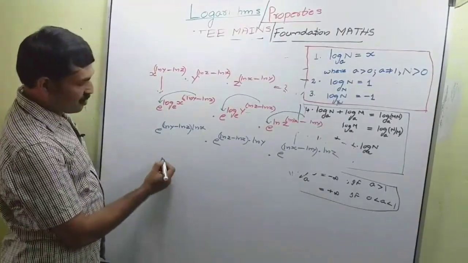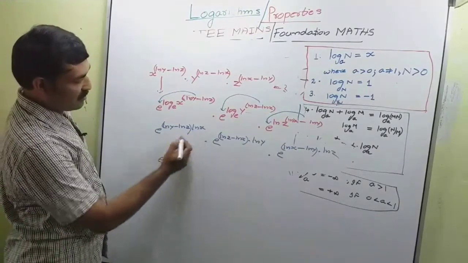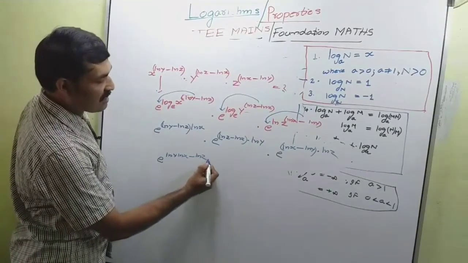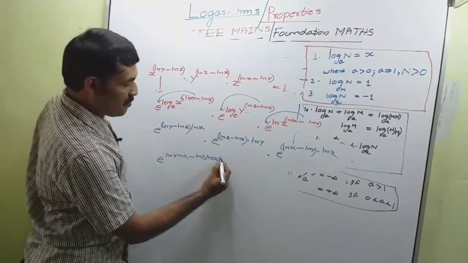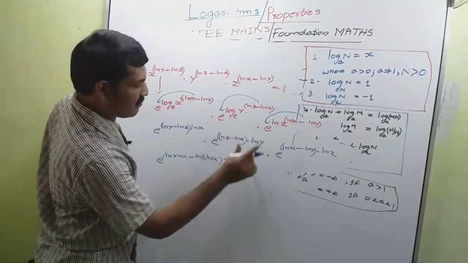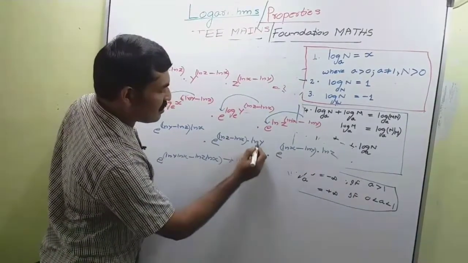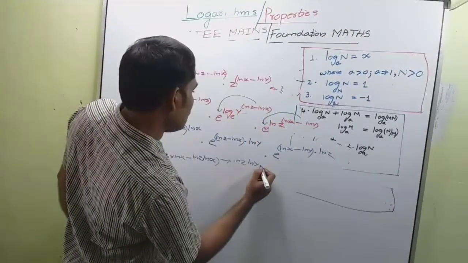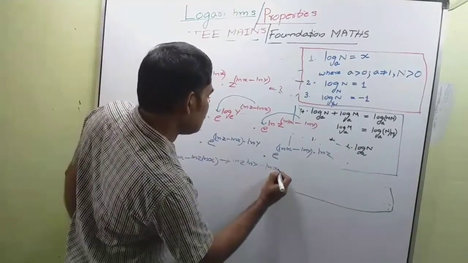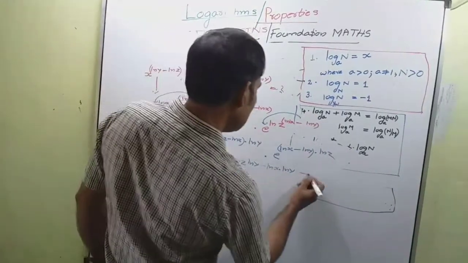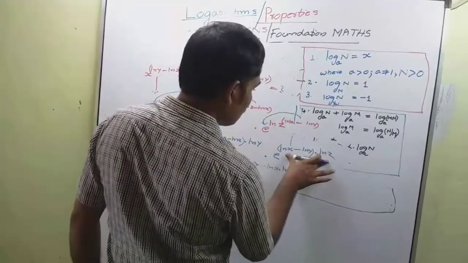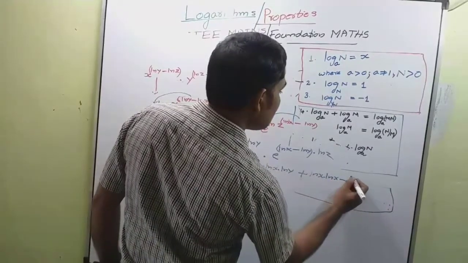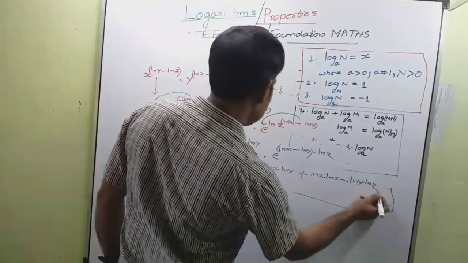So we can write this is equal to e raised to this term, that is ln y ln x minus ln z ln x, plus this term, that is ln z into ln y minus ln x into ln y, plus the product of this, that is ln x into ln z minus ln y into ln z.